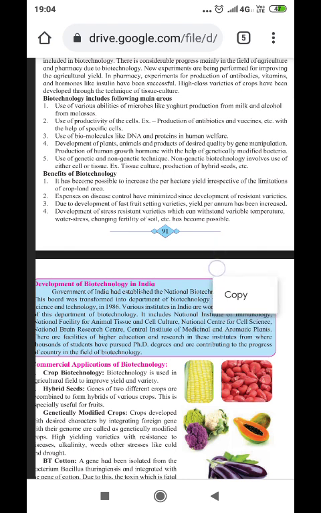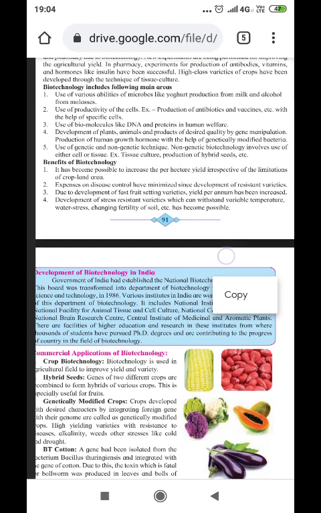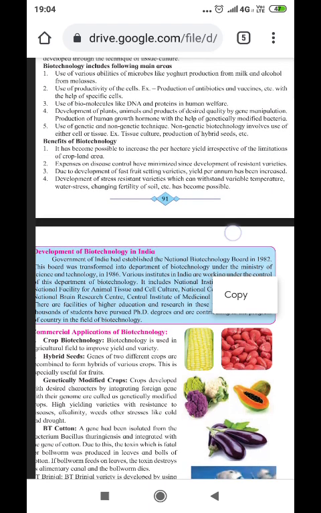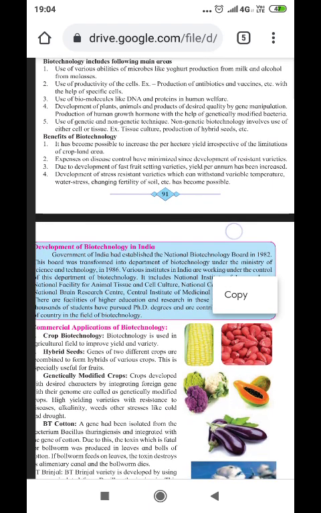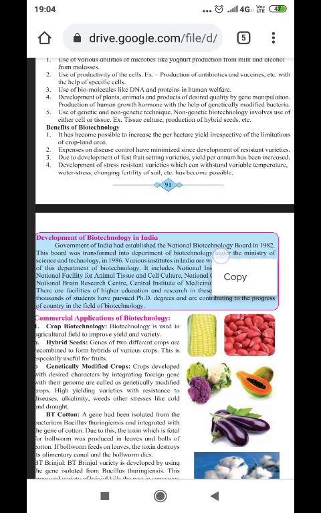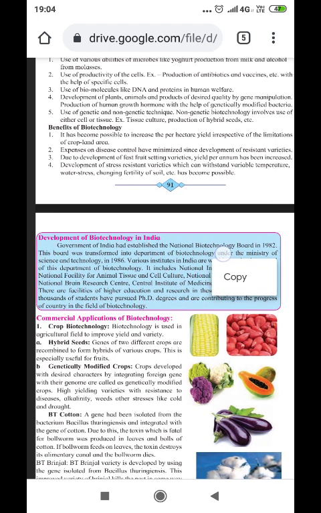Biotechnology includes the following main areas: use of various abilities of microbes, like yogurt production from milk and alcohol from molasses. Use of productivity of cells, for example, production of antibiotics and vaccines with the help of specific cells. Use of biomolecules like DNA and proteins in human welfare. Development of plant and animal products of desired quality by gene manipulation. Production of human growth hormone with the help of genetically modified bacteria.